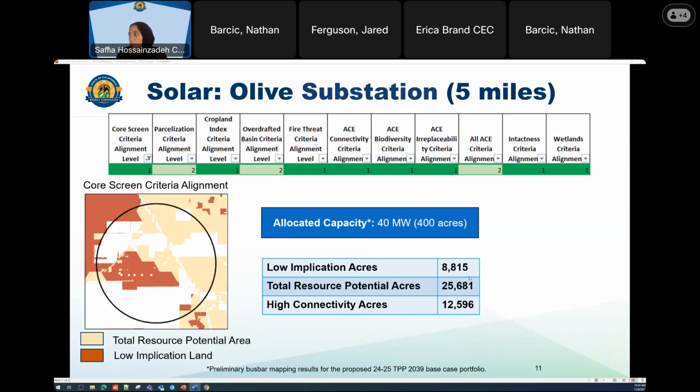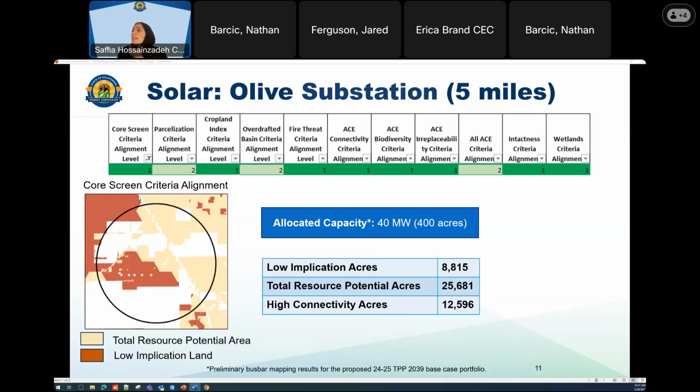So as you can see here, the total resource potential acres is about 26,000 acres. The low implication acres is about 9,000 acres. And so from these raw results of these geospatial calculations, we also have to include the amount of megawatts that's being considered to be mapped to this area in order to get these final alignment level scores.